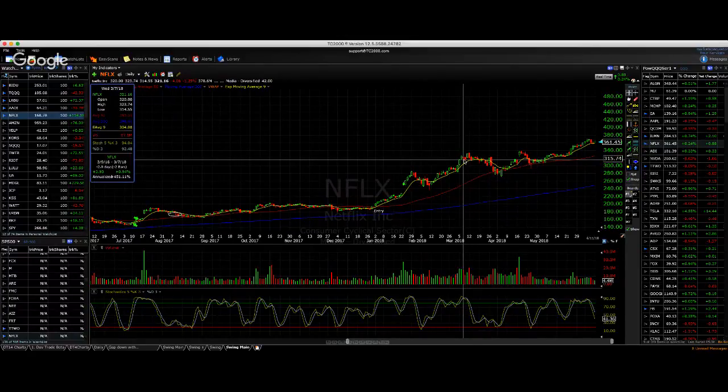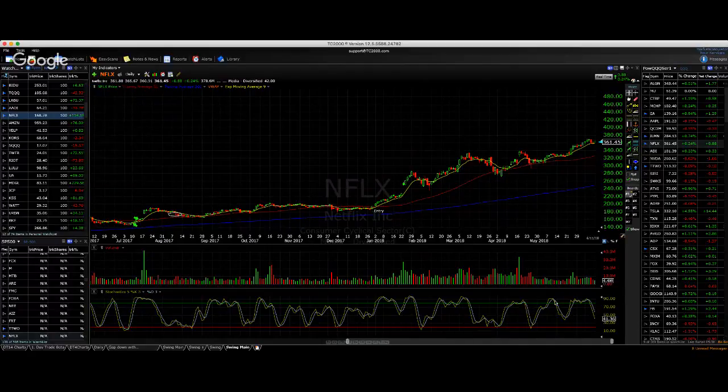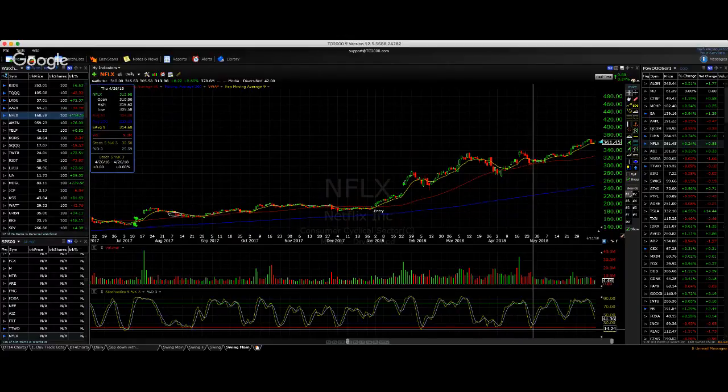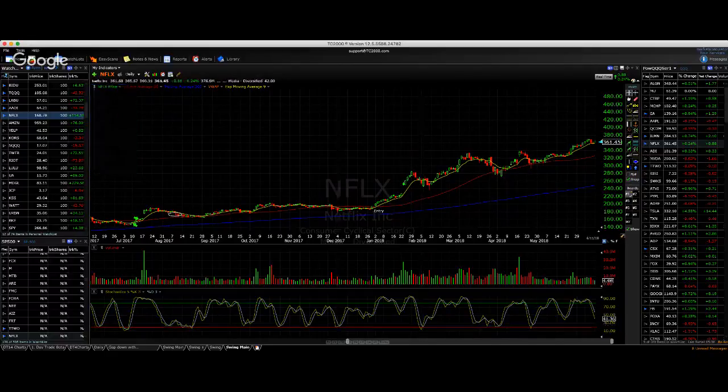Again, it made a stochastic high. And just about all of these stochastic highs led to a pullback or at least a consolidation in the stock. And same goes for the oversold levels right here. Perfect buying opportunity. Perfect buying opportunity. So this is a really good guide.